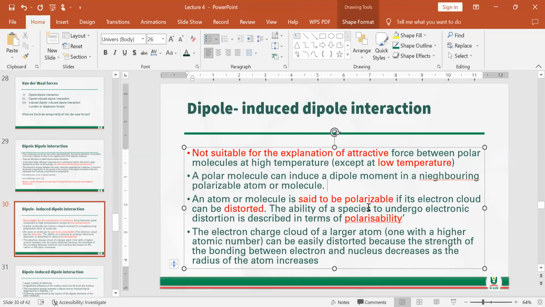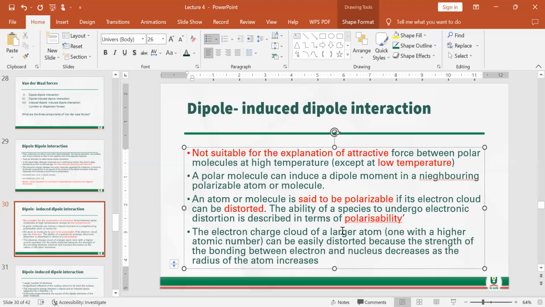An atom or molecule is said to be polarizable if its electron cloud can be distorted. Normally the electron cloud is spherical, but if you can force it not to be spherical, it is said to be distorted. The ability of a species to undergo electronic distortion is described in terms of polarizability. So when a compound's electron cloud can be distorted, we say it is a polarizable molecule. Now, if you have a compound that has a dipole moment, you can induce a dipole on the other one, and such an interaction is called dipole-induced dipole interaction.